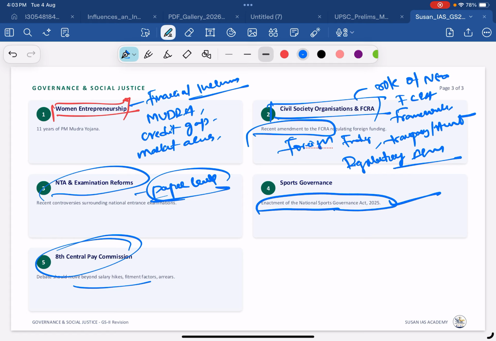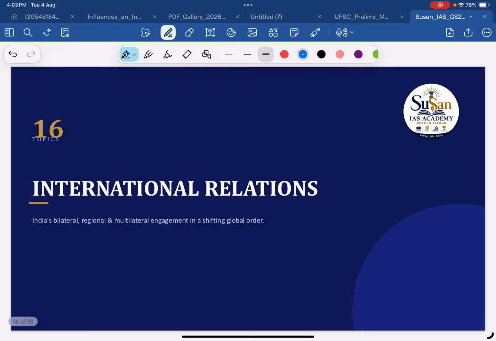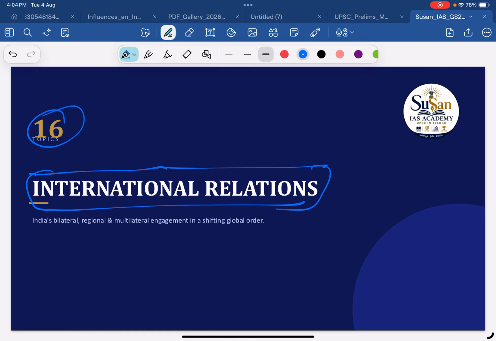So these are the topics one can refer to from governance and social justice, and the high-priority topics we have given here, and from that you can cover these different dimensions, right? Okay. Then the final thing is international relations, IR. So we have divided this into 16 topics. What we have taken is from the recent last 1 to 1.5 years of newspaper articles and PYQ-based themes and recurring themes.